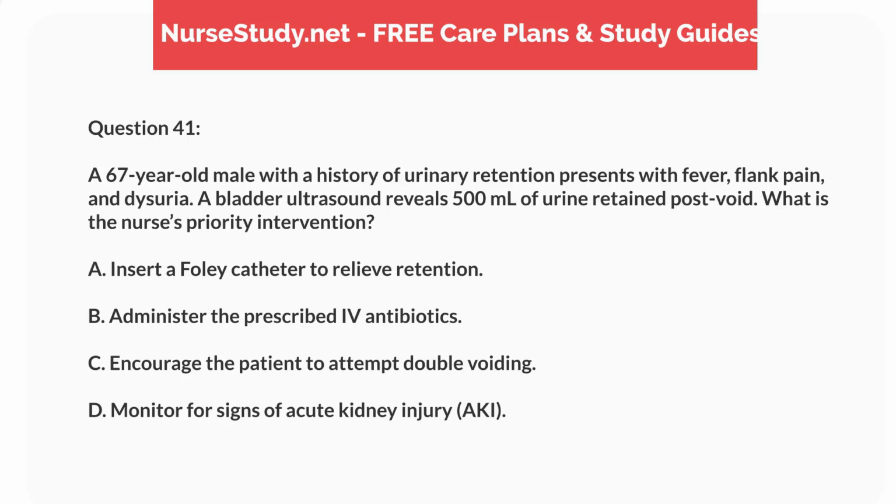Question 41. A 67-year-old male with a history of urinary retention presents with fever, flank pain, and dysuria. A bladder ultrasound reveals 500 milliliters of urine retained post-void. What is the nurse's priority intervention?